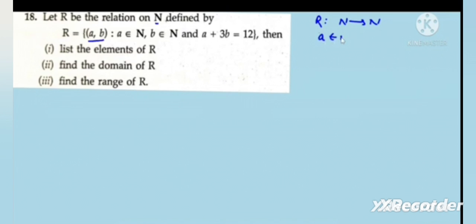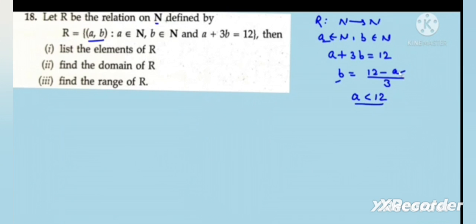Now here R is given: all ordered pairs (a, b) where both a and b are natural numbers satisfying the condition a plus 3b is equal to 12. Then we have to list the elements of R, the domain of R, and find the range of R also. First we have to find the value of b in terms of a, as we have done in solving linear equations in class 9. Now b is expressed in terms of a, that is (12 minus a) by 3.